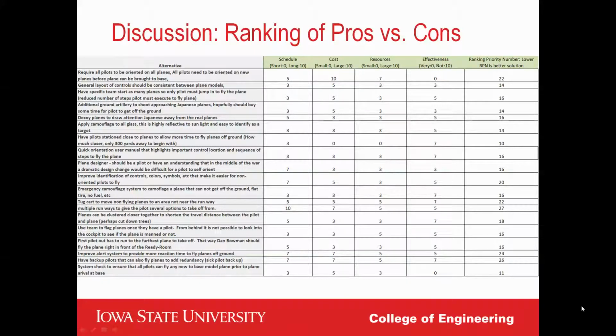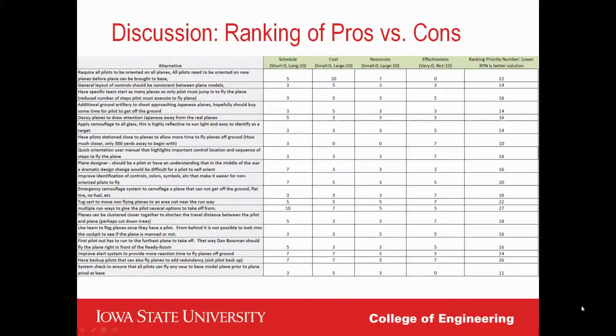time to implement. A second category was cost, significant cost or low cost. Resources, many resources or few resources. And then the fourth column was effectiveness of the alternative to address what we said as our problem statement, not being able to get the plane off the ground.